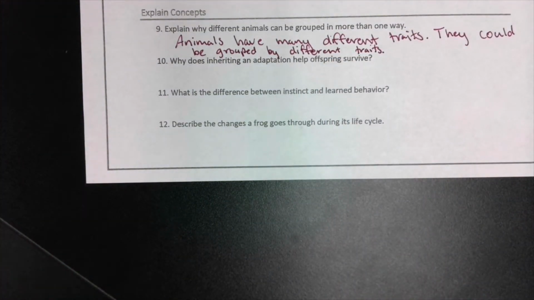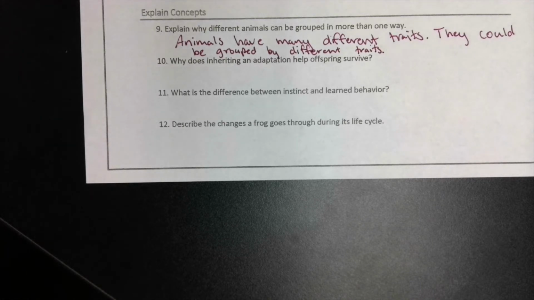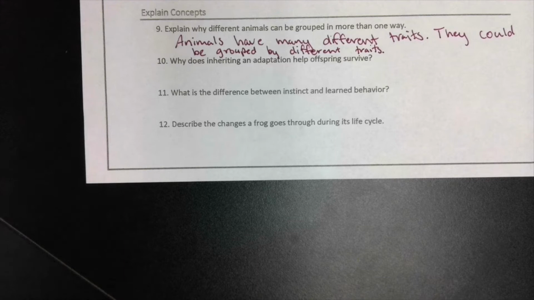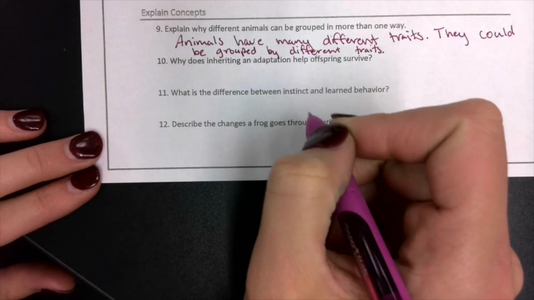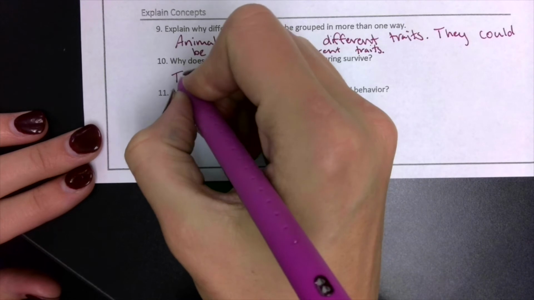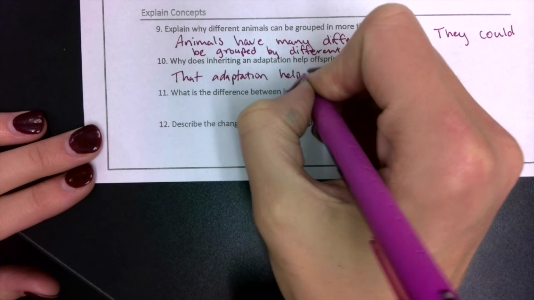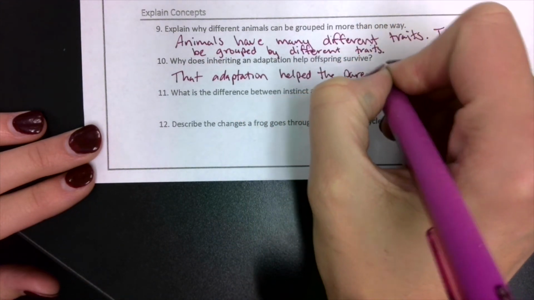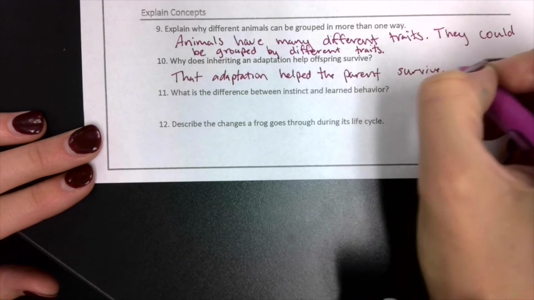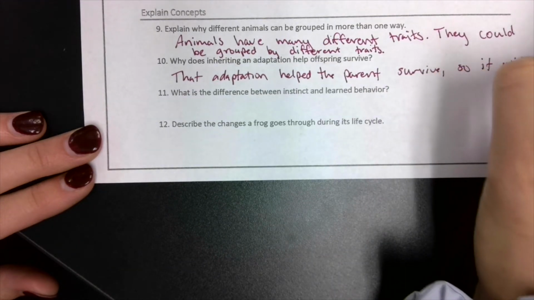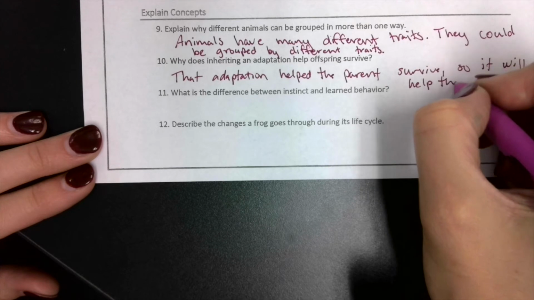Why does inheriting an adaptation help offspring survive? So let's say a bird has a beak that helps it to open up seeds. How is the baby bird getting that same trait? How does that help it survive? Well, that adaptation helps the parent survive, so it will also help the offspring.